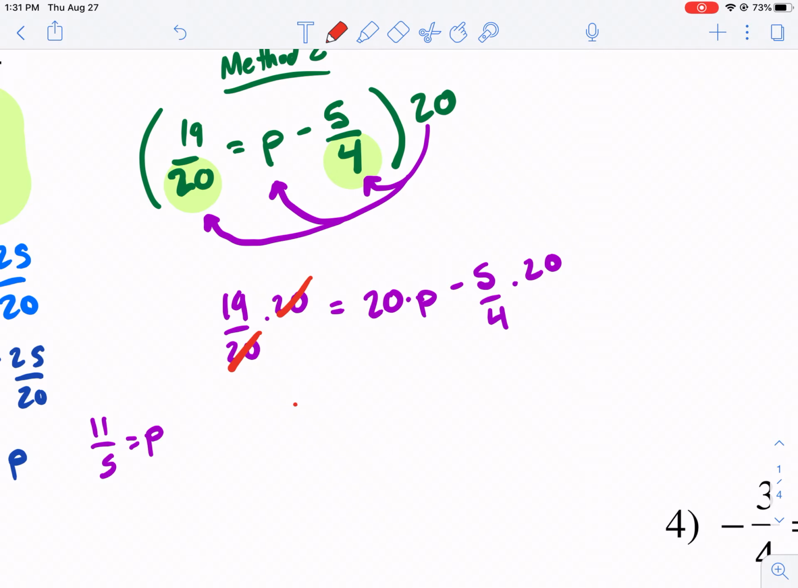So now we have 19 equals 20P. It's going to become 20P minus, now what happens here? The 20 cancels with the 4, but we still have what left over?